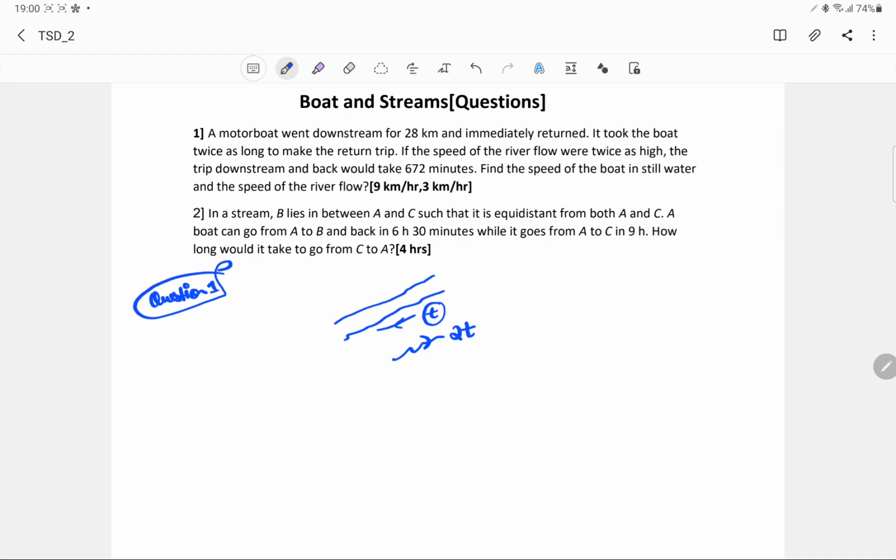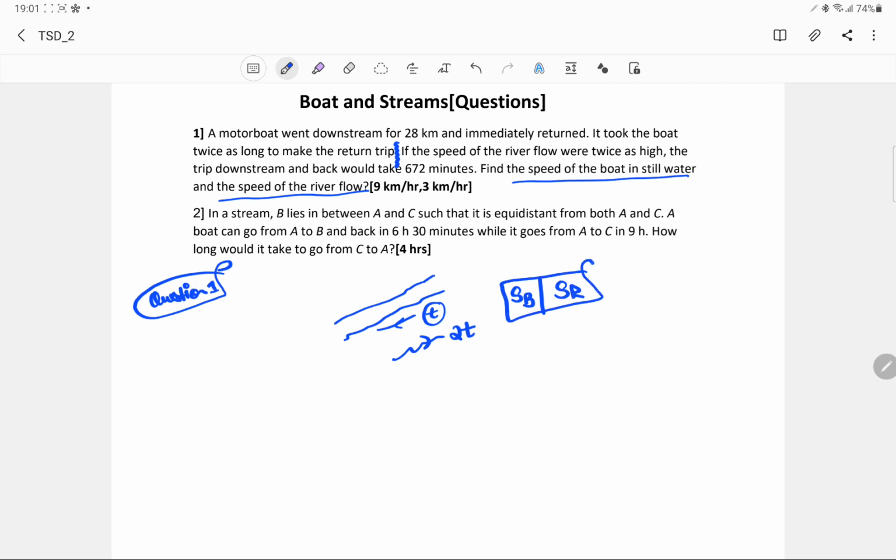If the speed of the river flow were twice as high, the trip downstream and back would take 672 minutes. Okay, so this is one condition. The other part of the question is, if the speed of the river were twice as high as what it is, the trip downstream and back would take 672 minutes. Find the speed of the boat in still water and the speed of the river flow. Speed of the boat is SB, speed of the river is SR.